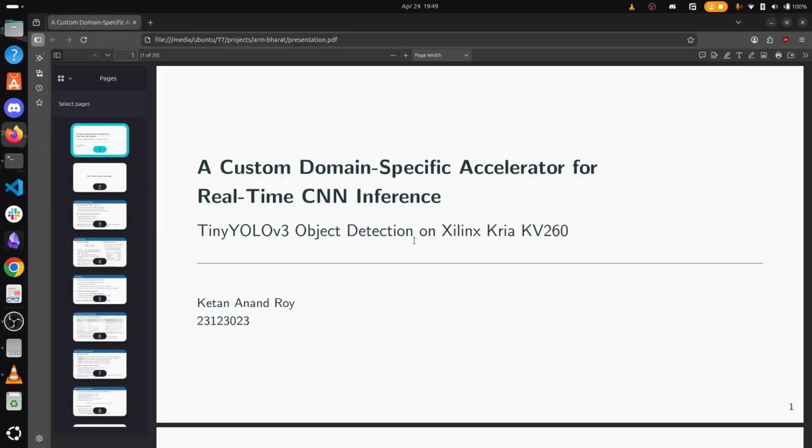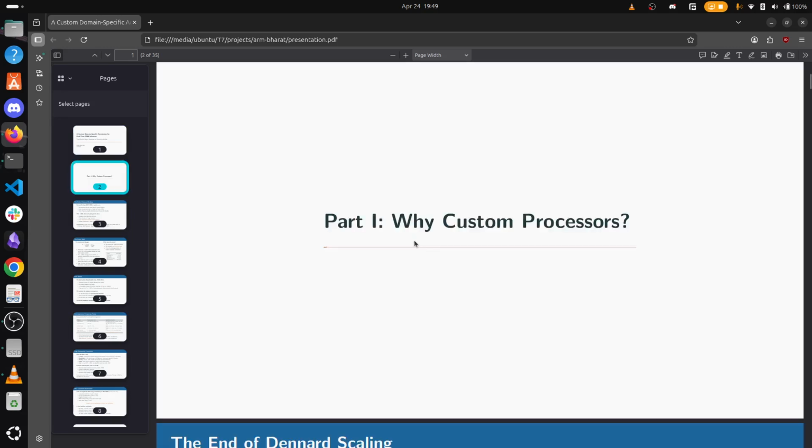Hello everybody, my name is KETAN and we will discuss my work on building a custom domain specific accelerator for real-time CNN inference. First, why do we require custom processors?